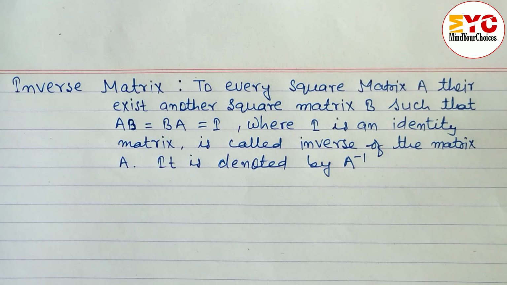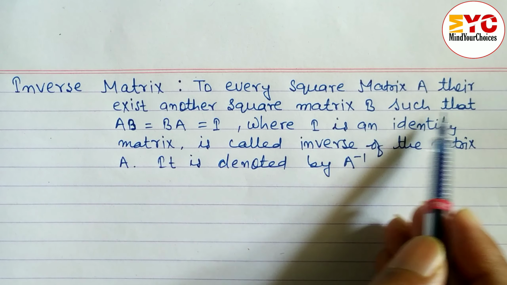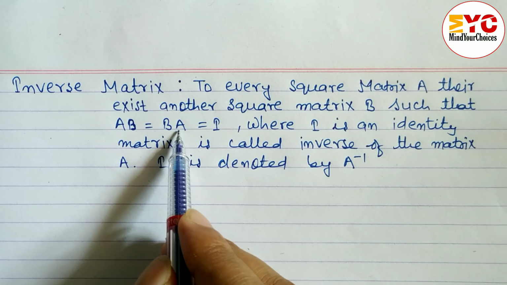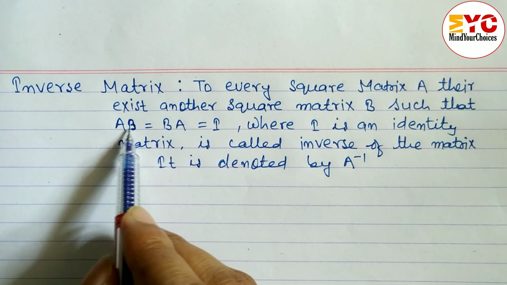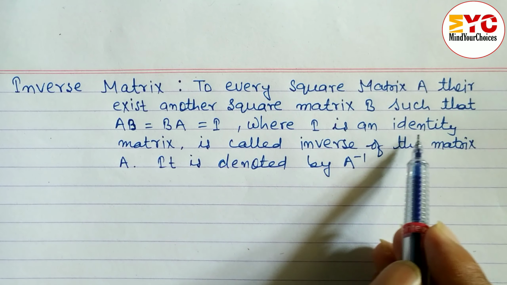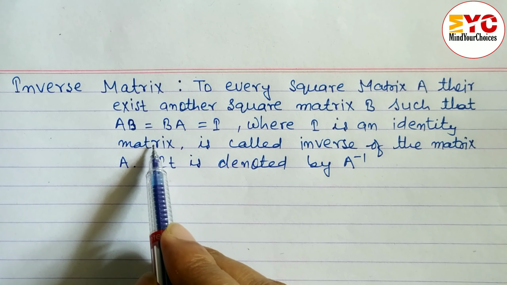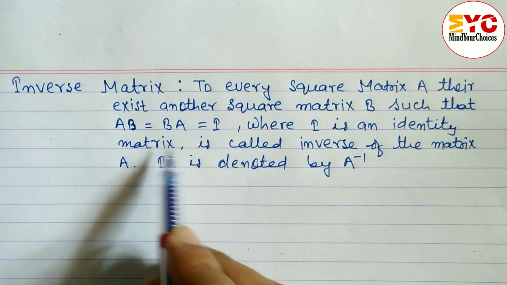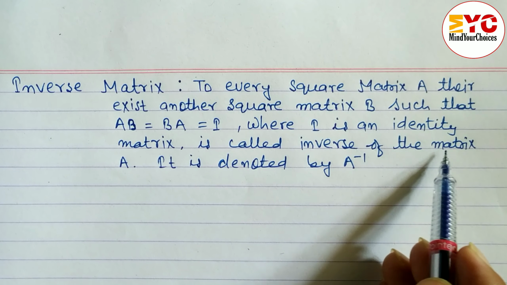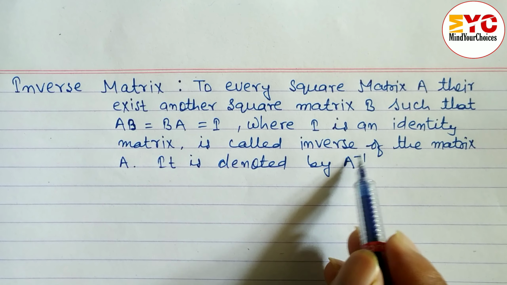You can see here the definition of inverse matrix: for every square matrix A there exists another matrix B such that AB is equal to BA is equal to I. It means the product of AB and the product of BA is equal to I, where I is an identity matrix. The value of the identity matrix is 1 0 0 1. B is called the inverse of the matrix A. It is denoted by A inverse and read as A inverse.